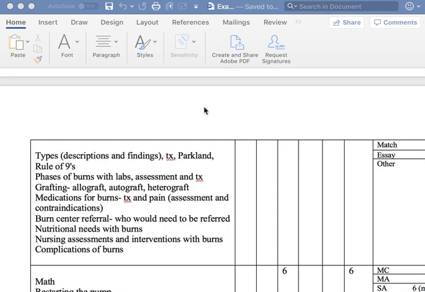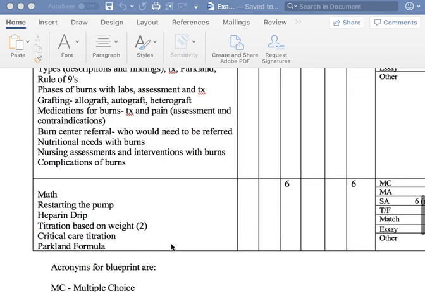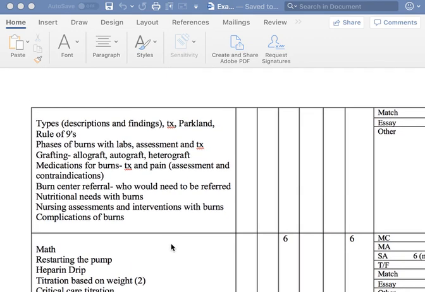And then if I were to give you the rule of 9s, you'd also want to apply the Parkland formula. Some areas talk about the Parkland formula being 2. For testing purposes, it's always going to be 4. So it's 4 mLs times the body surface area burned times the kilograms. So make sure you practice that. That would definitely be a question because you can see it right there, Parkland formula. So make sure you know that.